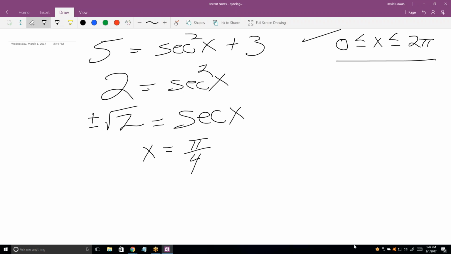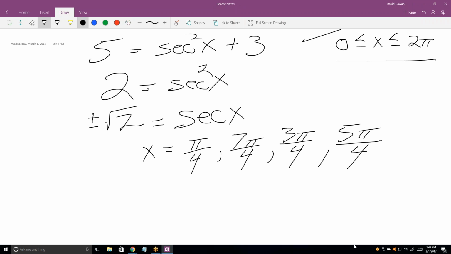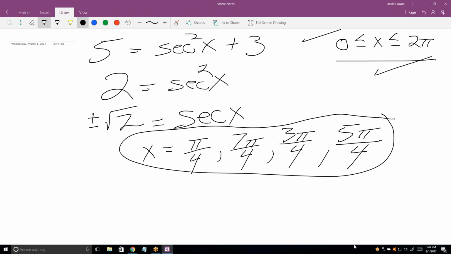Since secant is the reciprocal of cosine and cosine's positive in the fourth, what's the fourth quadrant angle that secant of that angle is equal to plus square root of 2? 7 pi over 4. Okay. So those two angles in the unit circle, it's equal to plus square root of 2. And 3 pi over 4 is equal to minus square root of 2. And 5 pi over 4 is equal to minus square root of 2. So this would be your four answers if this were the question.